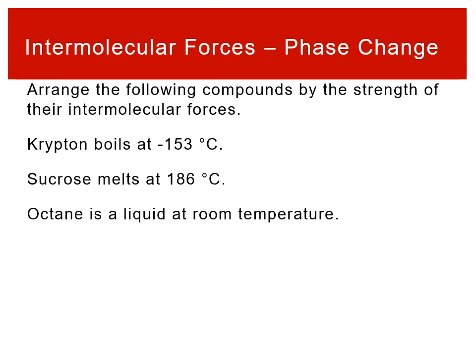So let's look at applying this kind of in a way. So we want to arrange the following compounds by the strength of their intermolecular forces. I have krypton, which boils at negative 153 degrees Celsius. Sucrose melts at 186 degrees Celsius. And octane is a liquid at room temperature. So if we want to be thinking about arranging these molecules by their intermolecular forces, based off the information that we have, it's all going to be about the phases.